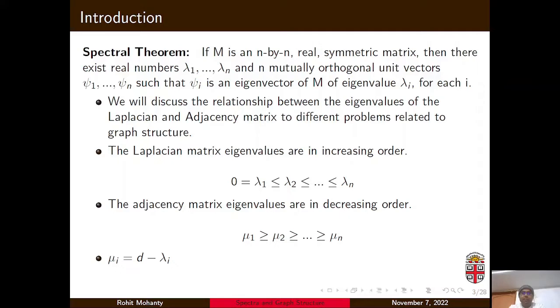But the adjacency matrix eigenvalues are arranged in decreasing order. So mu 1 is the greatest eigenvalue of the adjacency matrix and mu n is the smallest eigenvalue of the adjacency matrix. There is also a relationship between the eigenvalues of the Laplacian matrix and the adjacency matrix, which is given by mu i is equal to d minus lambda i.